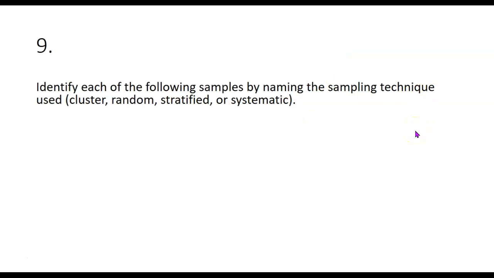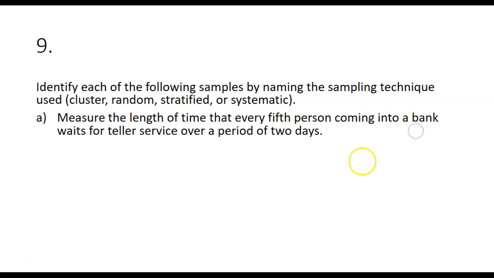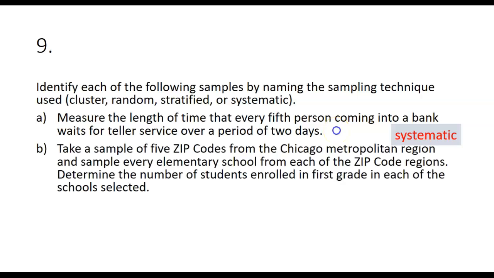Identify each of the following samples by naming the sampling technique used: cluster, random, stratified, or systematic. Measure the length of time that every 5th person coming into a bank waits for teller service over a period of 2 days. So if you're taking every 5th person, that's your system for deciding who's included in the sample. So that would be systematic sampling.